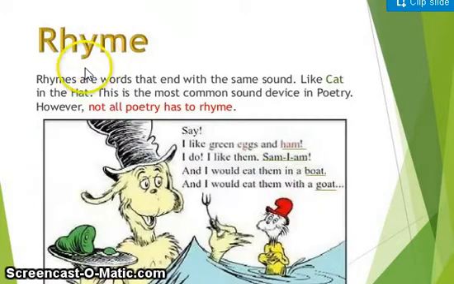What is rhyme? Rhymes are words that end in the same sound, like cat and hat. You can see here both the words end in the sound "at", at the end of cat and at the end of hat. So this is the most common sound device in poetry. However, not all poetry has to have a rhyme.